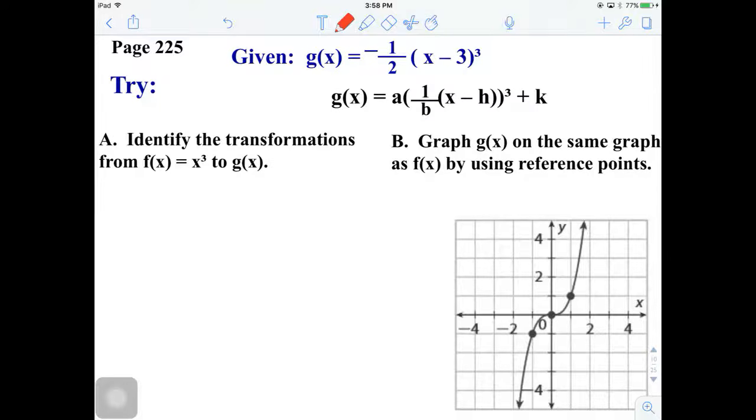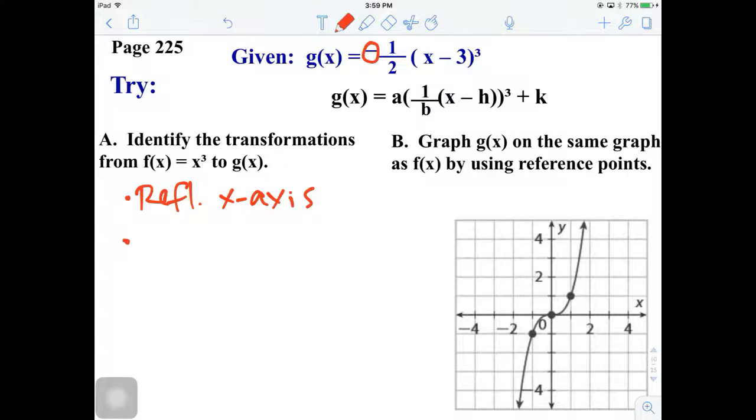So you may want to pause the video and try the problem on your own before you actually look at the solutions. So here's another one. We're going to start by naming the transformation. Again, a negative in front indicates a reflection across the x-axis. So that's the first transformation we notice.